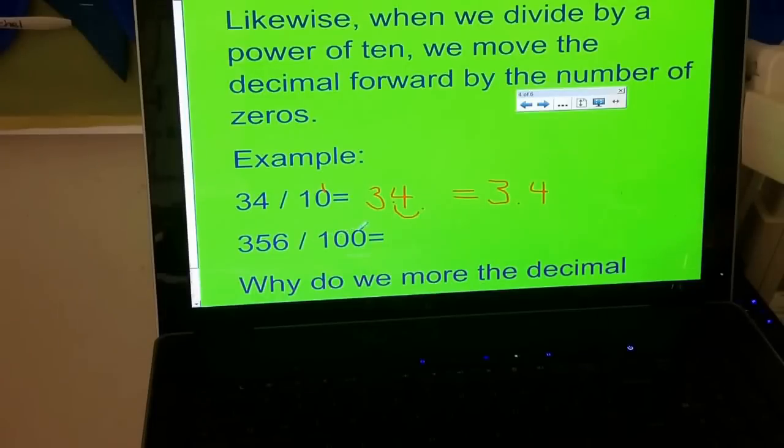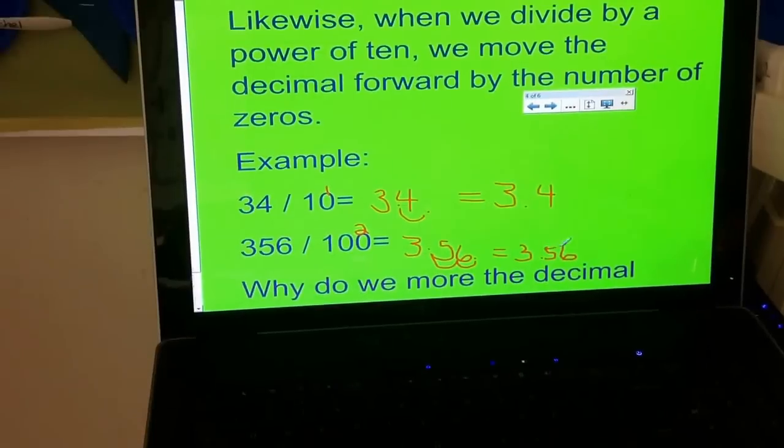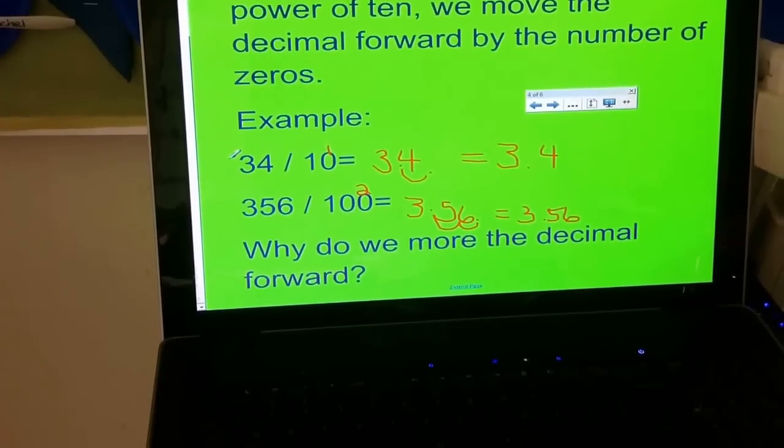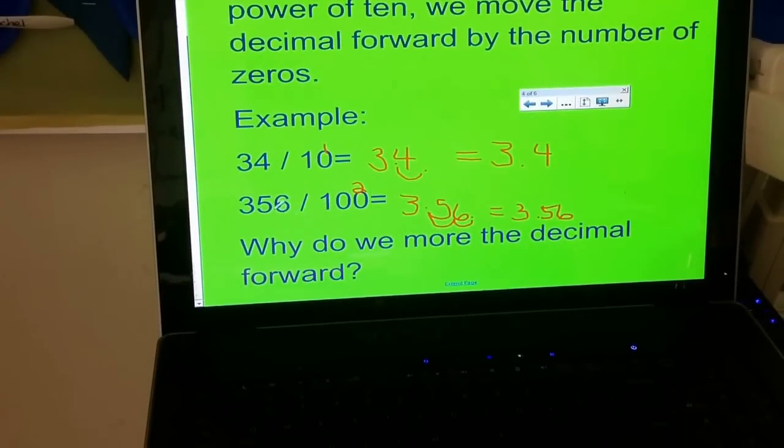In this case, there are 1, 2 zeros. So when I write my number, 356, and place my decimal, I want to move the decimal point 1, 2 spaces, which makes my new answer 3 and 56 hundredths. And again, we also talked about why we move the decimal forward. We move the decimal forward because we're dividing, and it makes our original number smaller. We know when we divide numbers up, they become smaller.